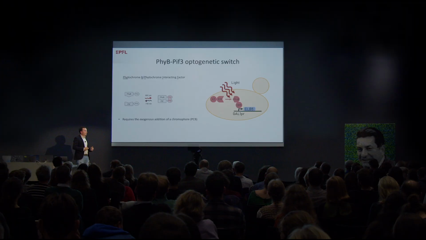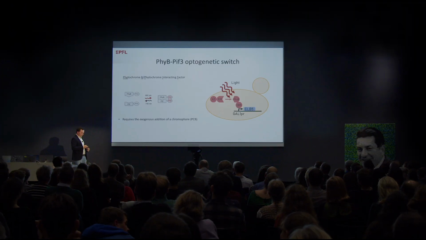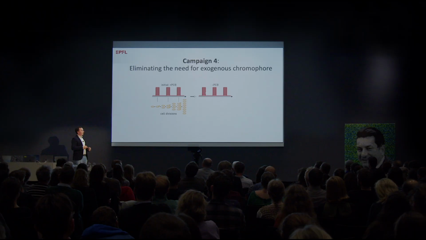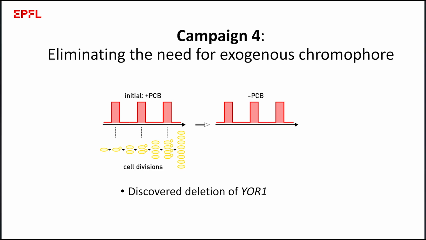And that means if you really want to use this protein in any other model organism, such as yeast, bacteria, or mammalian cells, you need to first incubate your cells with the chromophore and then perform the experiment. And this is the disadvantage that we wanted to tackle using directed evolution. So for that, we grew cells under pulsing red light in the presence of PCB, and then we switched the environment to pulsing red light, but without PCB.